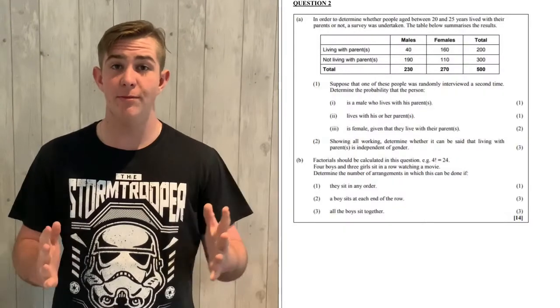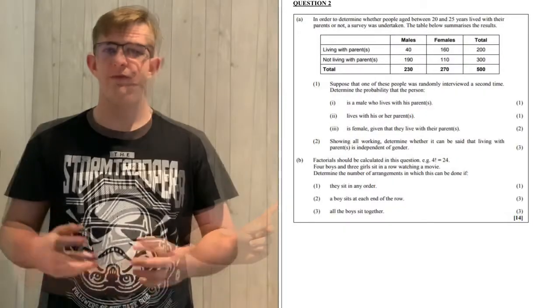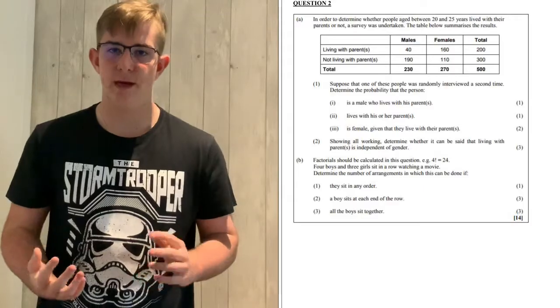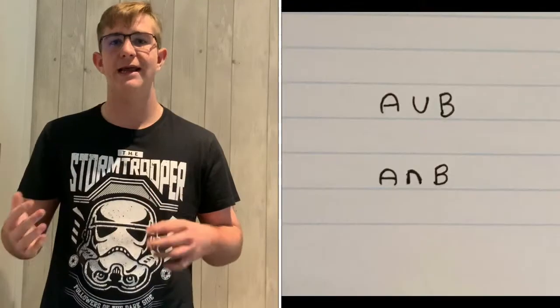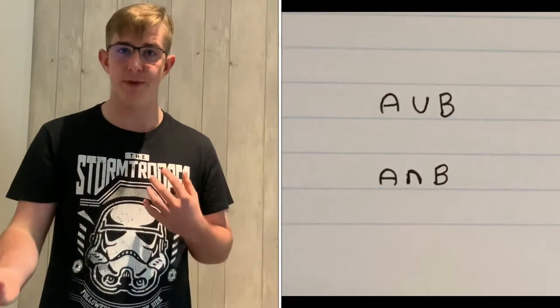Hello everyone, today I'm going to give you knowledge to solve this question. First, we need to start at the very beginning. In order to understand contingency tables, you need to understand the basics, like A union B and A intersection B. Also, what independent and dependent events are.